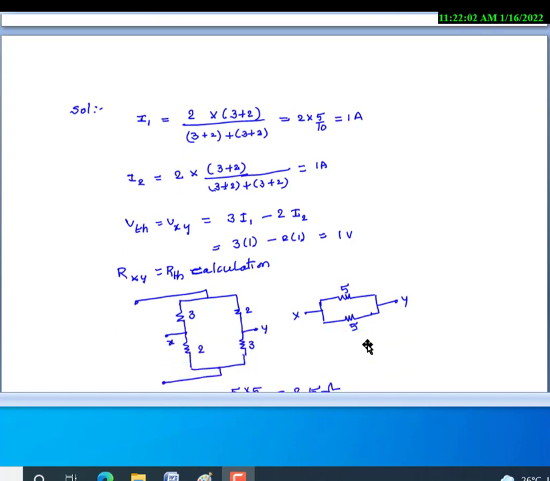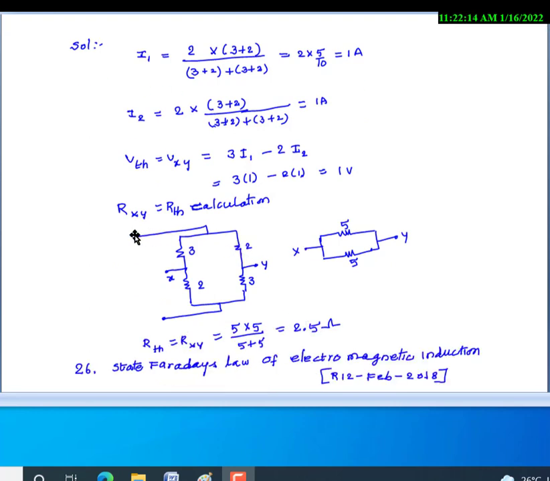Similarly, to get the R Thevenin with respect to the X and Y terminals, here the source is a current source. The current source should be open circuited. Once we open circuit it, we get the circuit like this. Now, if you look at this circuit between X and Y, this 3 and 2 are in series, and this 3 and 2 are in series, and this combination and the above combination are in parallel, so we can write like this.